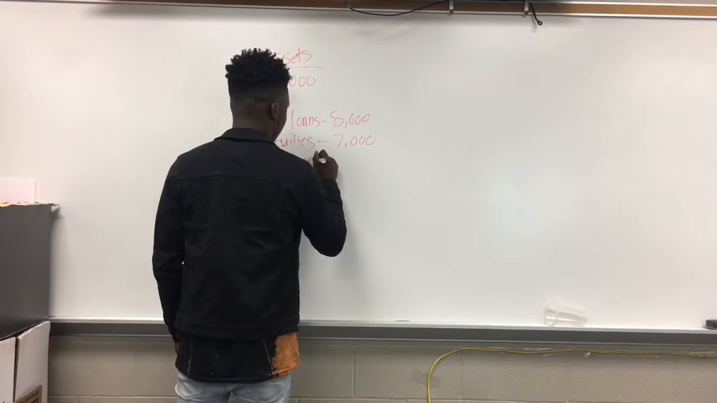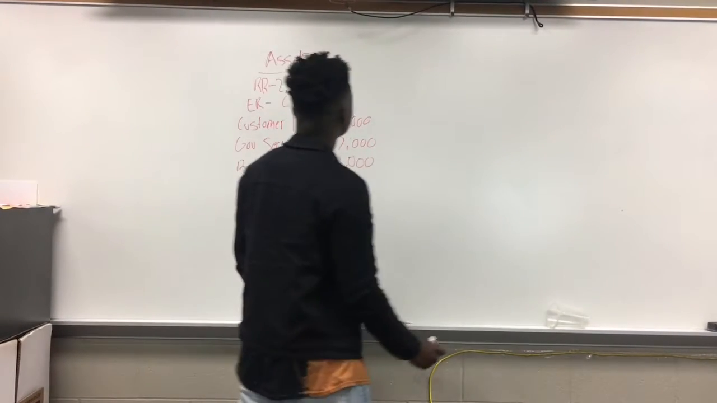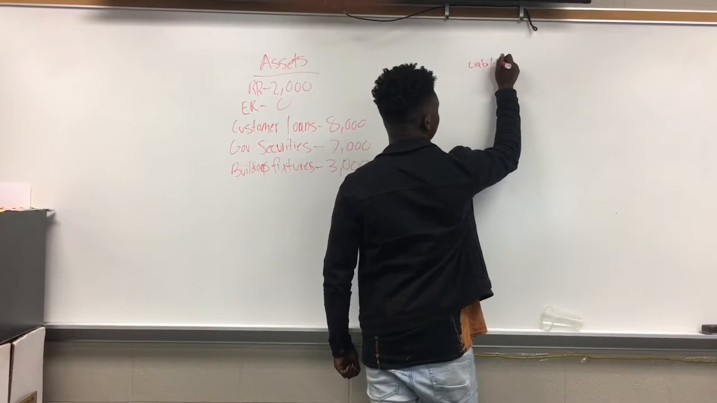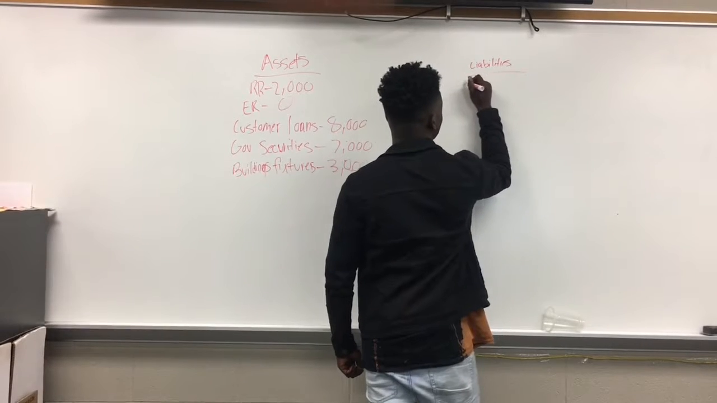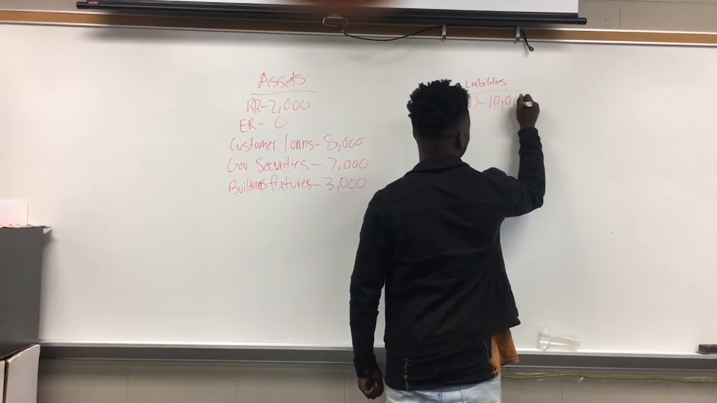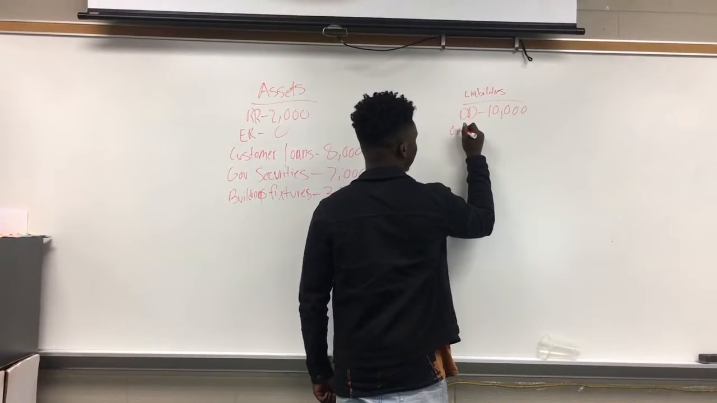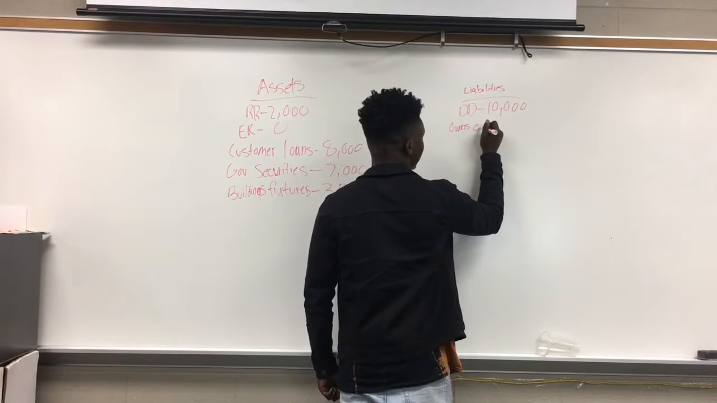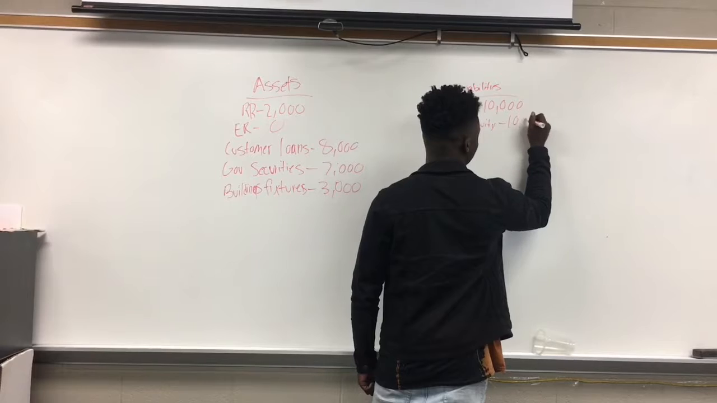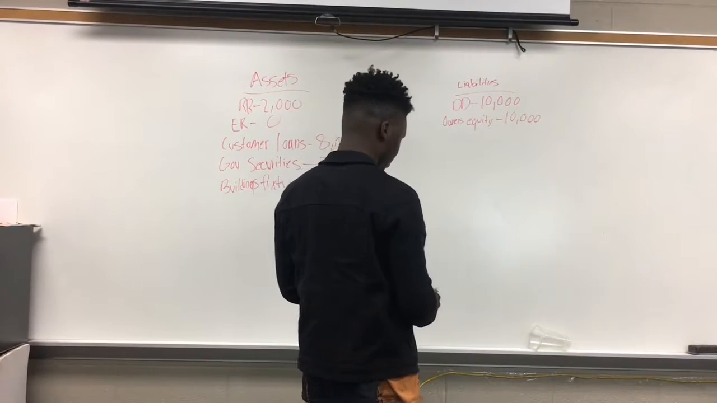Next, we'll move to the side of the liabilities. Starting off with liabilities is DD, or demand deposit, which is 10,000. Next is owner's equity, which is 10,000. Notice that both sides are balanced, hence the term balance sheet. Each side has 20,000. We're going to start off by answering all the questions A through E.